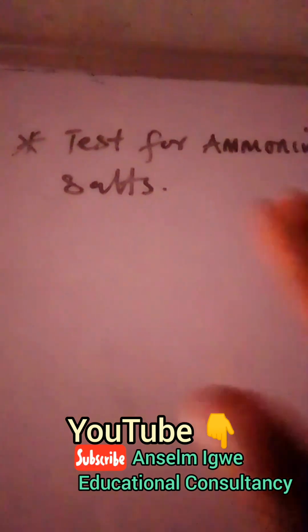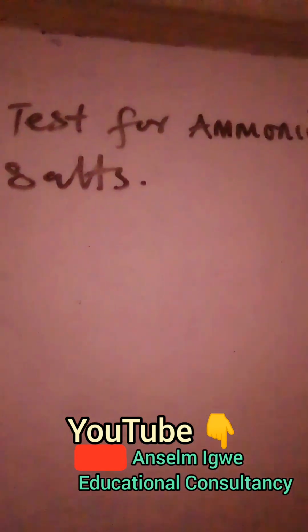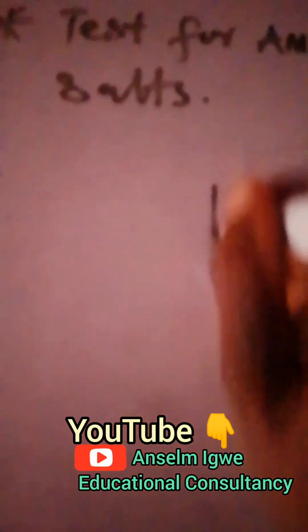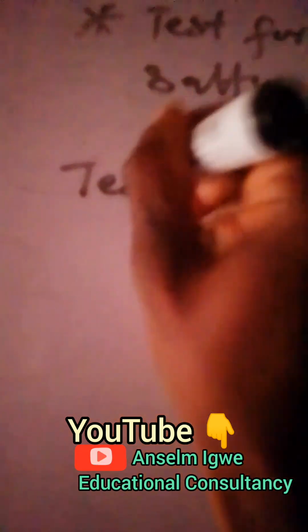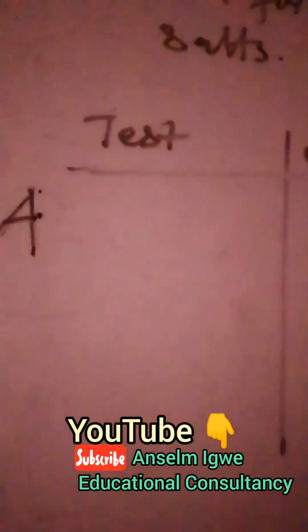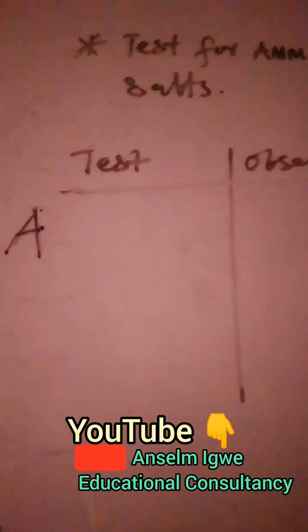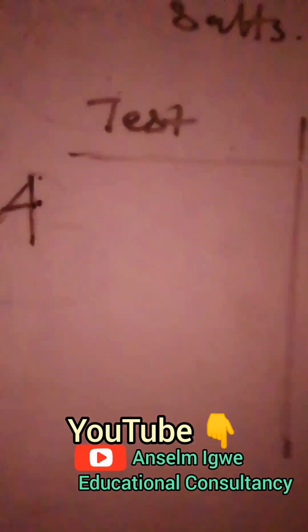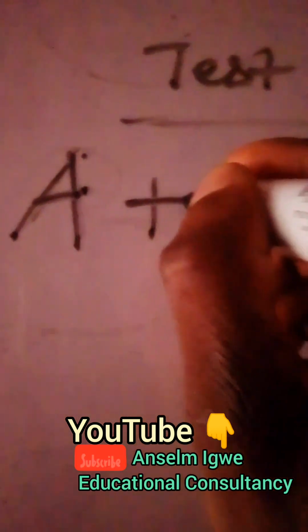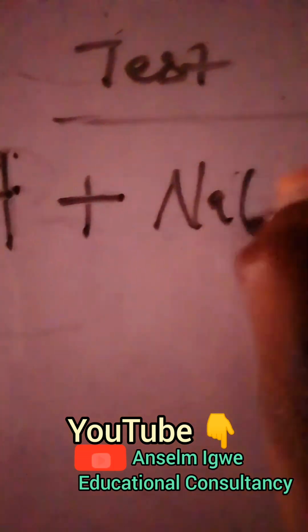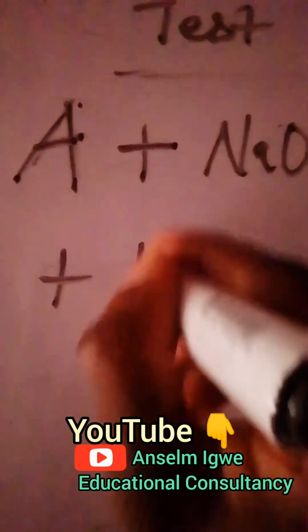Finally, how do we test for the presence of ammonium salt? It is very simple. It's a laboratory procedure you can easily do. Test, observation, and inference. Okay, an unknown salt A. This unknown salt is suspected to be an ammonium salt. So, you add a base like sodium hydroxide plus heat.